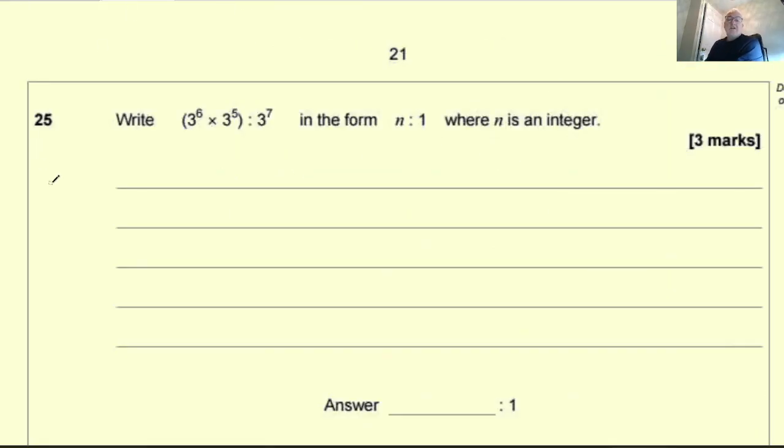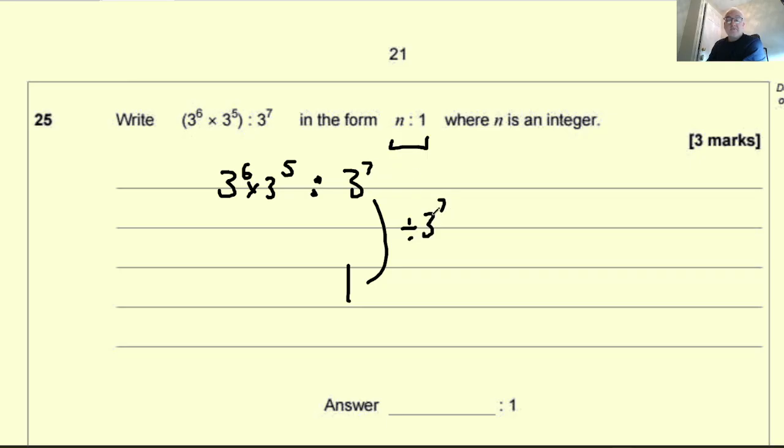Question 25. Okay, so I've got ratio involved in this question, n to 1, where n is an integer. I've got 3 to the power of 6 times 3 to the power of 5, ratio 3 to the power of 7. So I've got to get this side down to 1. How do I do that? I divide by 3 to the power of 7. Divide by whatever it is. That gets me to 1.